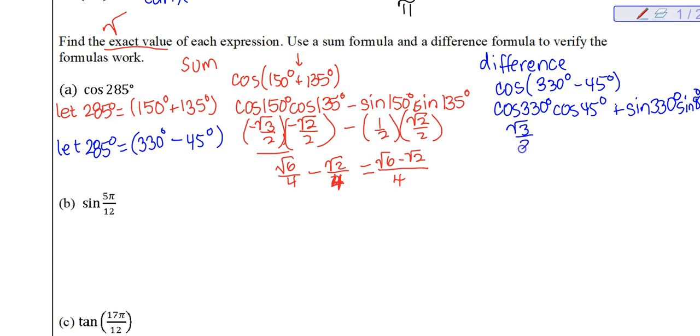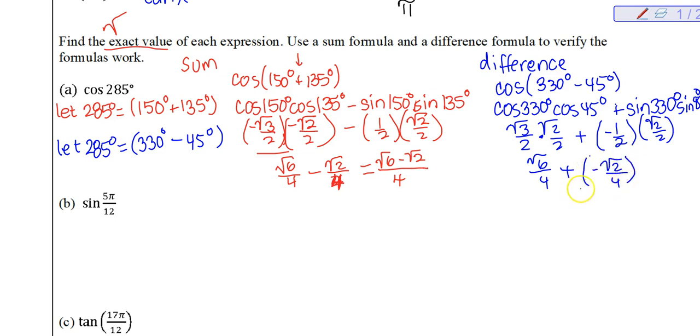Square root of 3 over 2, and the cosine of 45 is the square root of 2 over 2, right? Plus, the sine of 330 must be negative half. Yes? And then the sine of 45 is the square root of 2 over 2. Man, I'm looking at the same problem. Right? If I simplify this, the square root of 6 over 4 plus negative square root of 2 over 4, which simplifies to the square root of 6 minus the square root of 2 over 4.